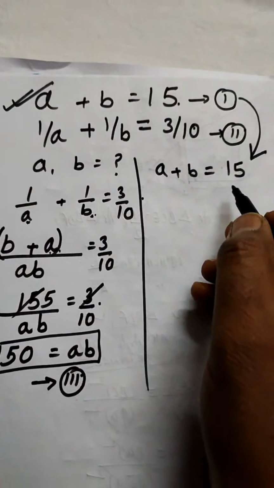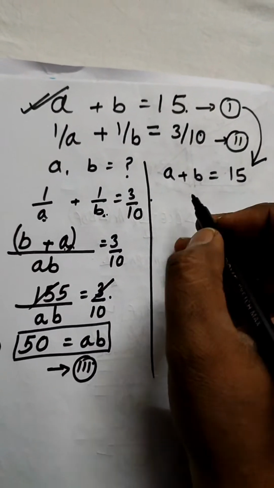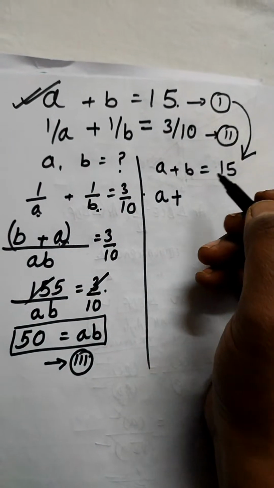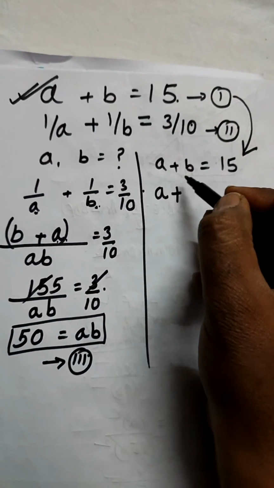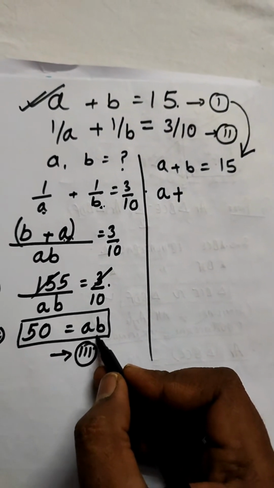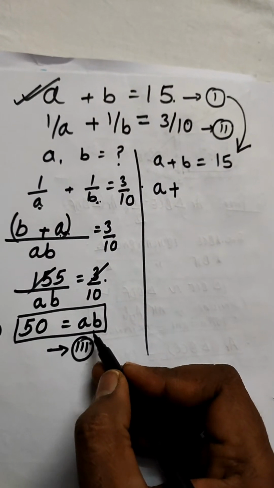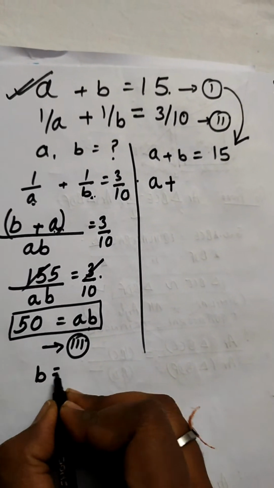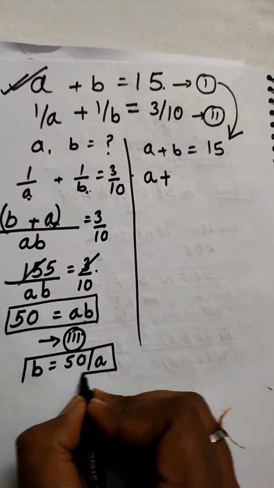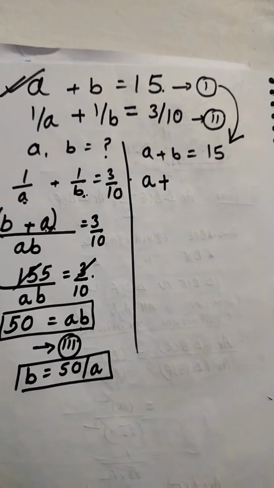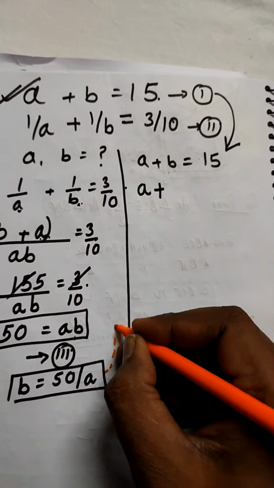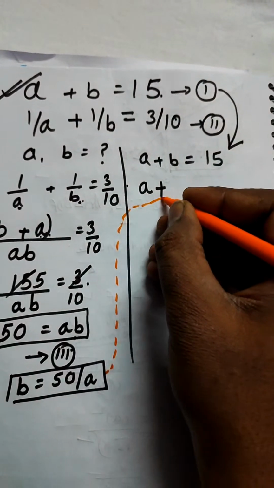A plus B equal to 15. And here do one thing, let A leave as it is, keep it as it is, and in place of B use this relation, from equation number 3, B is equal to 50 by A, right? From here you can write it. So just put this value of 50 by A from here to here.